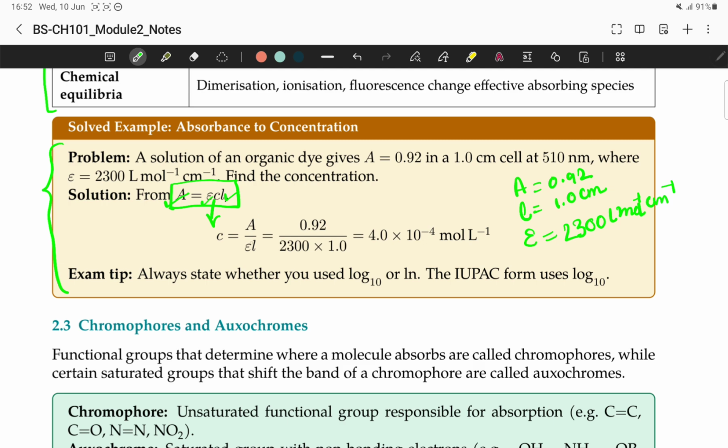C is equal to A by epsilon into L. Just put the values, get your answer. Simple. And never get confused with this data. This is a confusing data given. You don't need it. Fine.